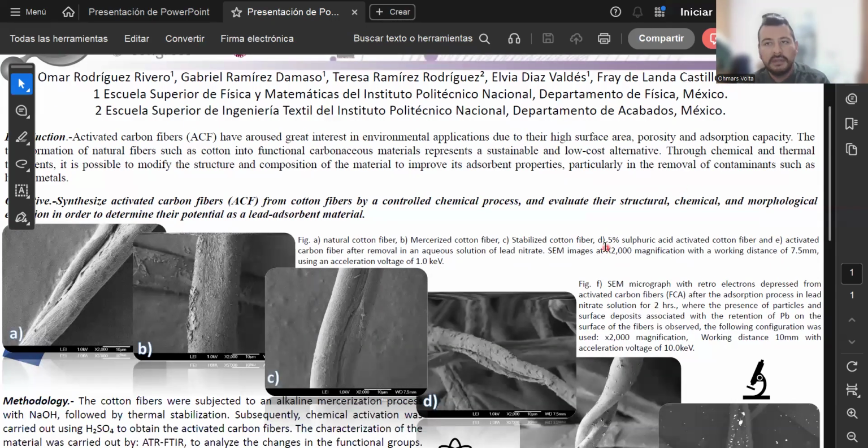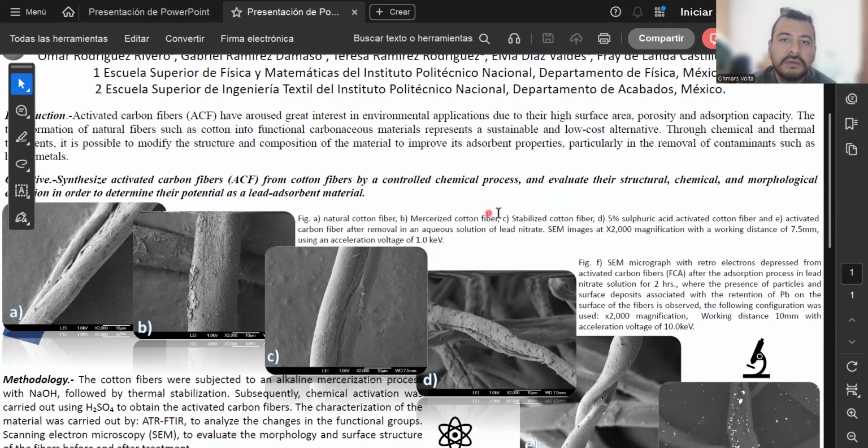In other words, it's like filters. Filters that we use in wastewater to remove different heavy metals. In this case, we just worked with lead. That is the ion that we worked with.